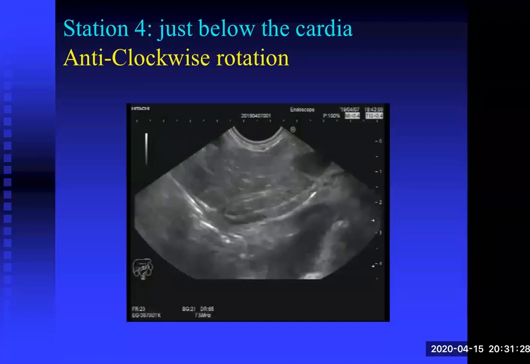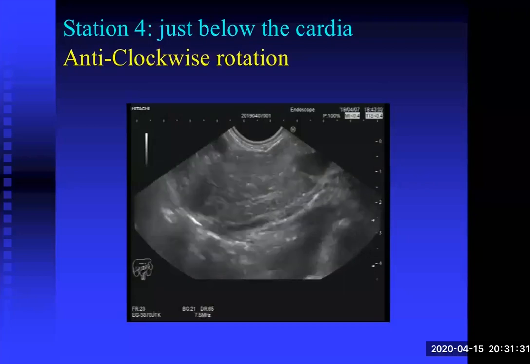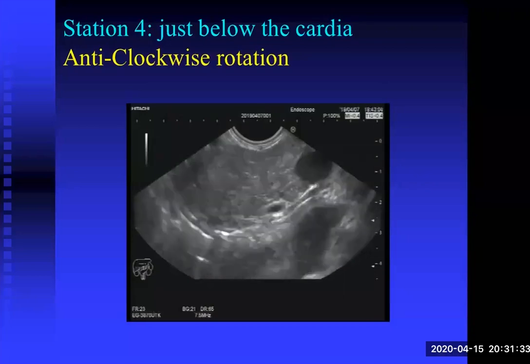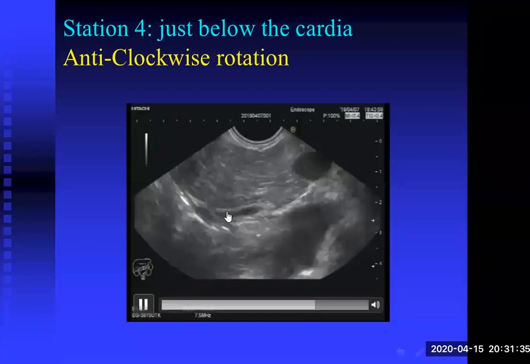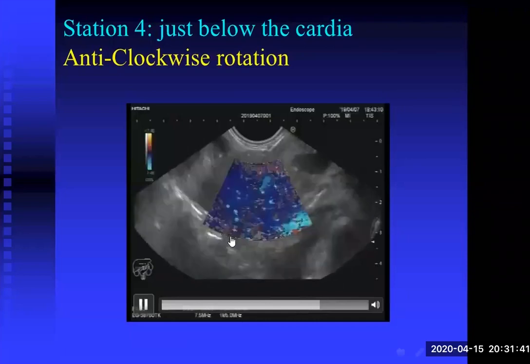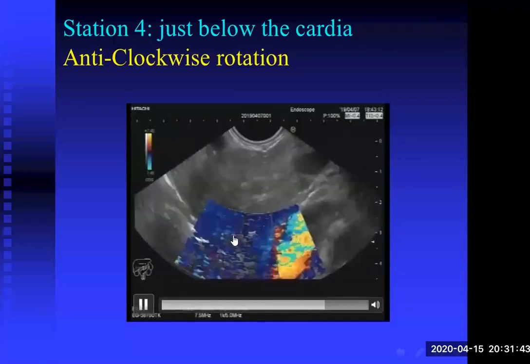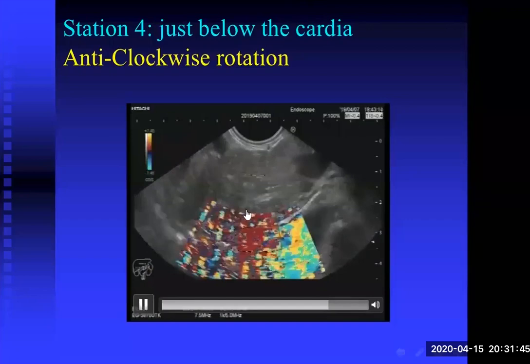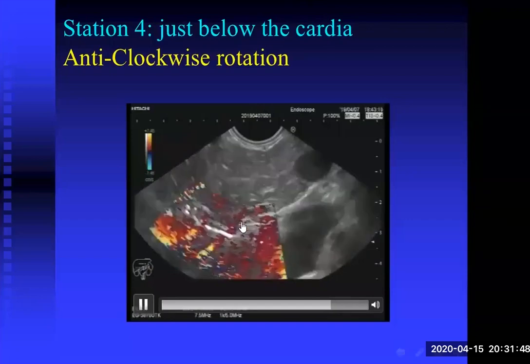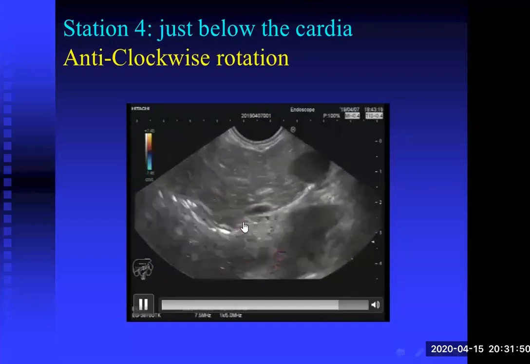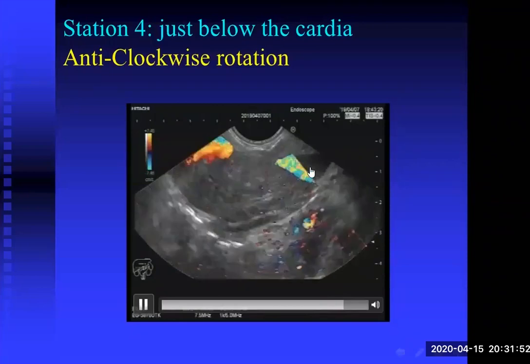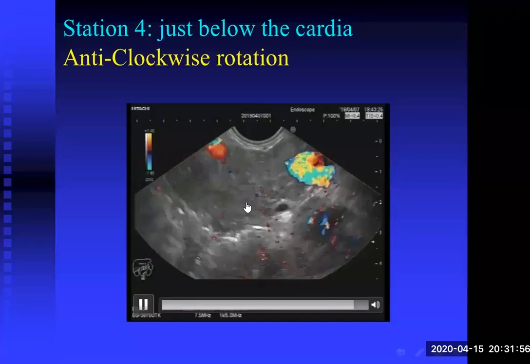Yes, joining each other at the region of the papilla. And here, this is the venous confluence. And here, the whole length of the common bile duct. To be sure, we will apply Doppler. The vascular structures will have a color flow signal like the superior mesenteric, but here the common bile duct and the pancreatic duct, no signal inside.